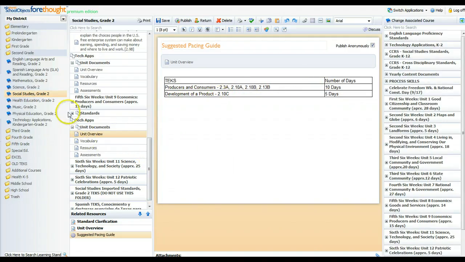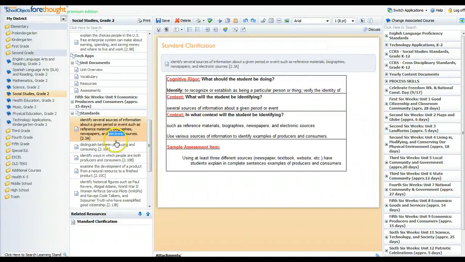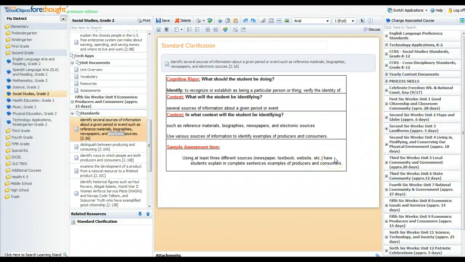So let's look at your standards. I have 2.3a, 2.10a, 2.10b, and 2.13b all grouped together. So let's start with 2.3a. It talks about using various reference materials. So what we had was an opportunity for you where you could look in 3 different sources, the newspaper, a textbook, website, and have students explain in complete sentences examples of producers and consumers.